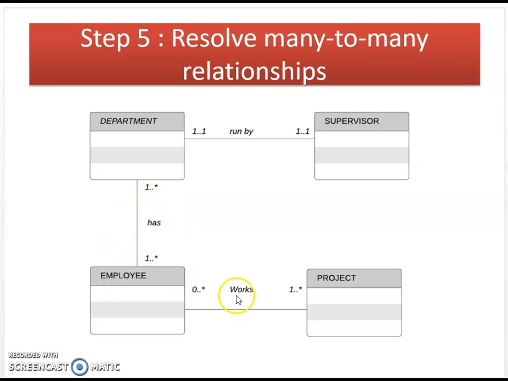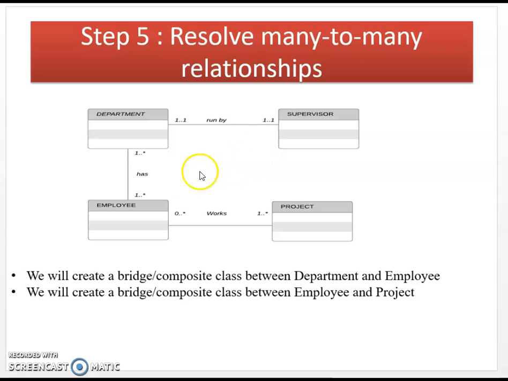An employee works on one-to-many projects, and sometimes an employee may be on vacation and doesn't work on any projects. So if you look at this example, we have a many-to-many relationship. This is not required in our database. Also here, we have a many-to-many relationship between employee and the project.